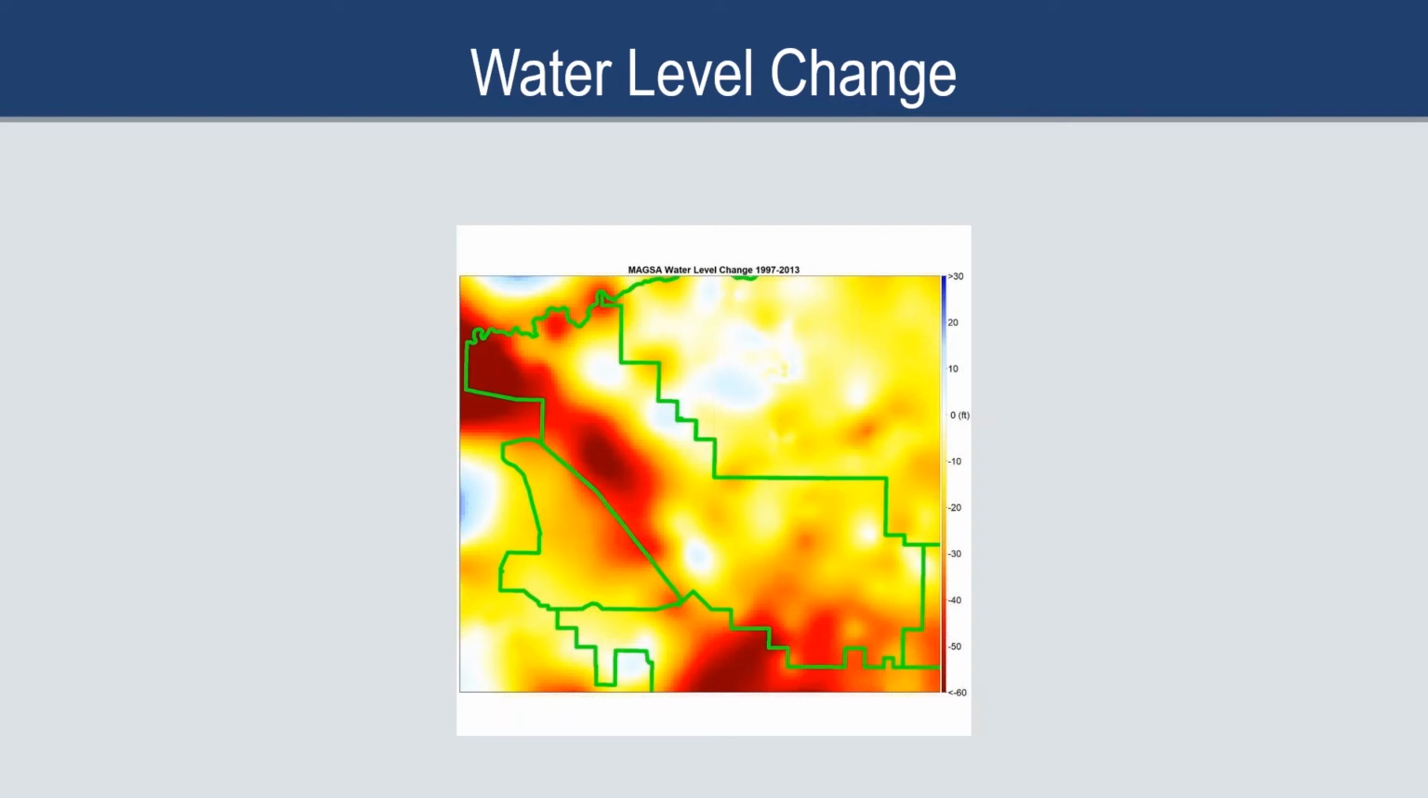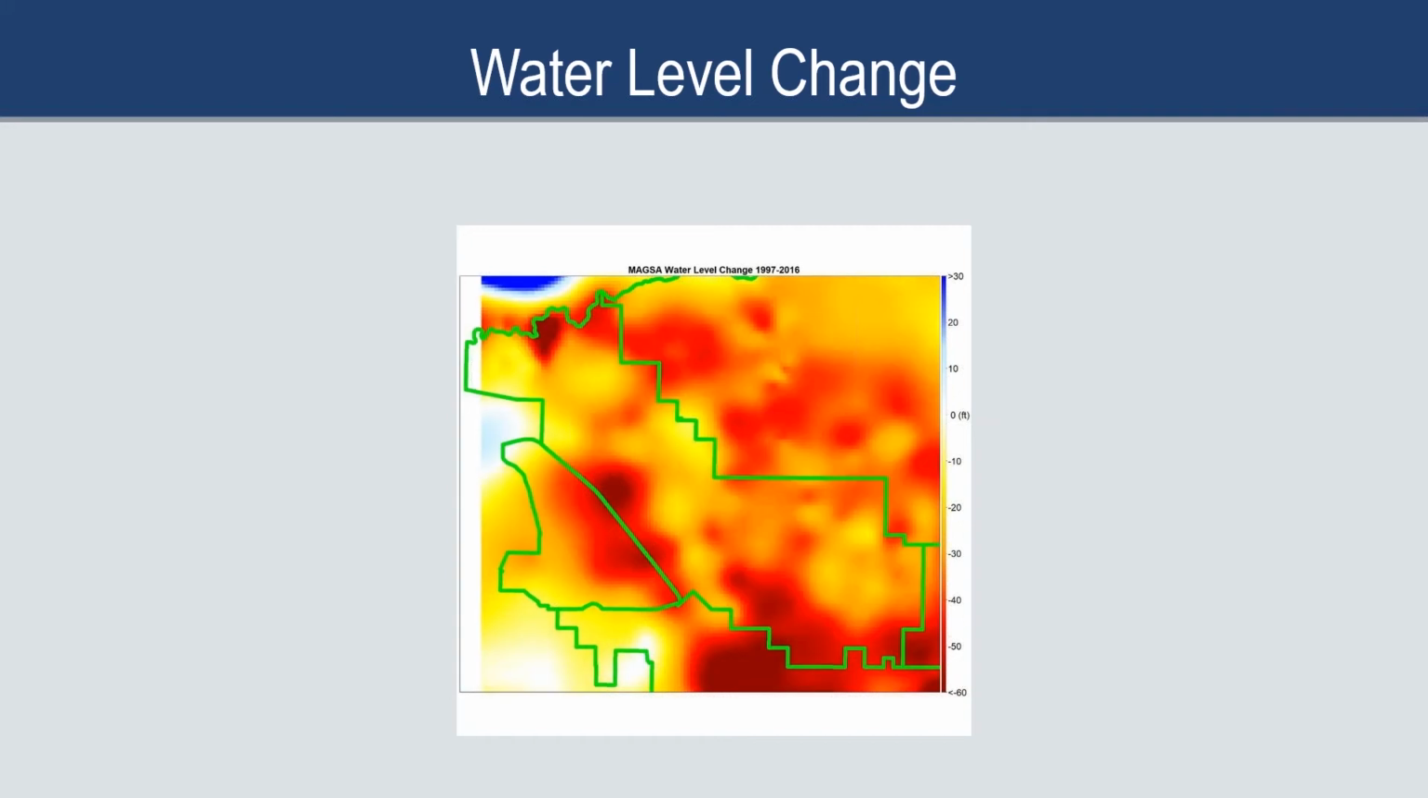This one, 1997 to 2013. Still a little bit of rebound towards the northeast, but as you can see, the dark red areas are growing towards the west and towards the southwest. So more groundwater decline in 2013. And just for context, the drought was from 2012 to 2016. So we're going into some dry years where we didn't have as much rainfall.